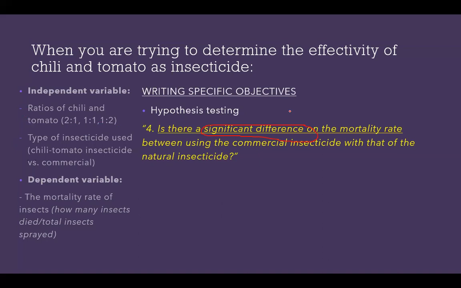Okay. Next, which among the different ratios is the most effective as natural insecticide? This can be answered through the relationship between the variables. Okay?